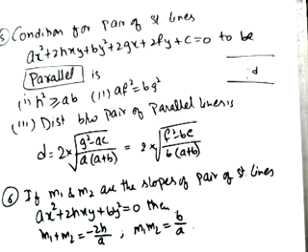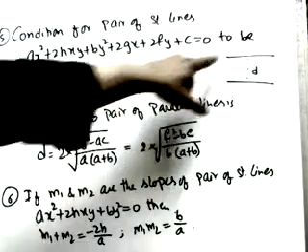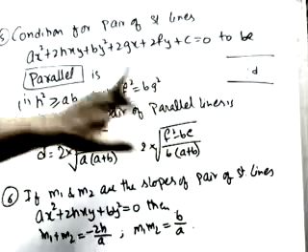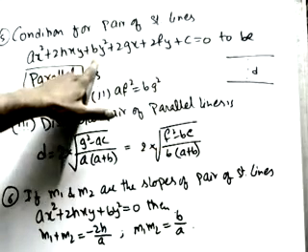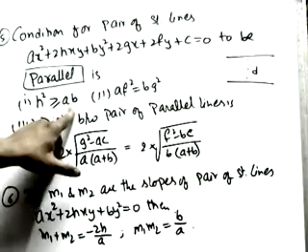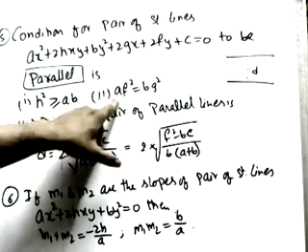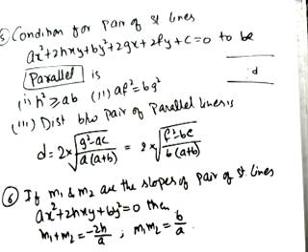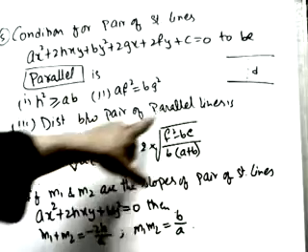Now see the next concept. Condition for the pair of straight lines to be parallel. Suppose this pair of lines are parallel like this. Then we have two conditions. One condition is h square equals ab, and the second condition is af square equals bg square. These are the conditions for the pair of straight lines to be parallel.